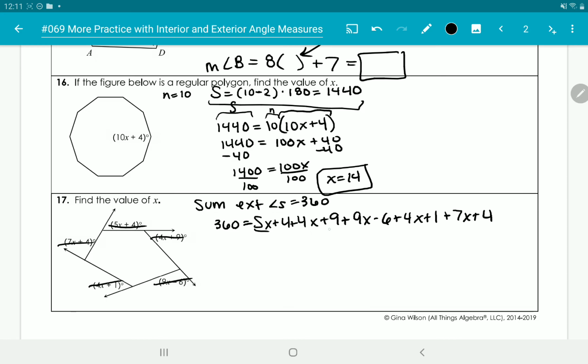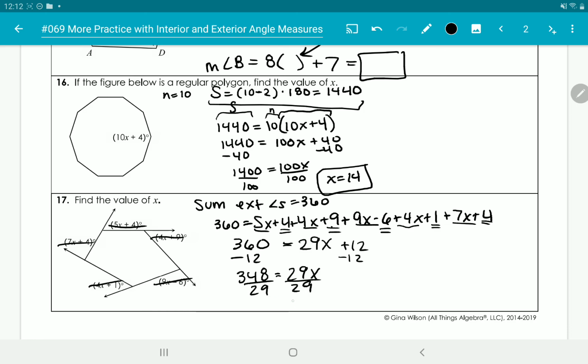Okay, 5 plus 4 plus 9 plus 4 plus 7 is going to give us 29x. And then we have 4 plus 9 minus 6, plus 1 and plus 4. So we add the ones without x. That is going to give us plus 12. It's still going to be equal to this 360. So now we can just solve for x like regular. So just subtract 12 from both sides gives you 348 equals 29x. And if we divide by 29, that's going to give us that x is equal to 12.